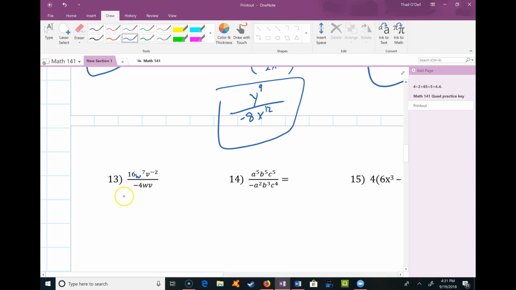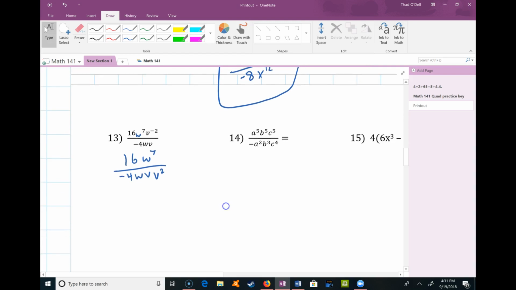So the first thing I would do is write 16w to the 7th over negative 4wv, v squared, because that negative exponent tells me it's in the wrong place. I just got to move it. Okay? So once I do that, now I can do some canceling and combining together. First of all, 16 divided by negative 4 would be negative 4. And w to the 7th divided by w would be w to the 6th. And then there's just nothing but v's in the bottom, so that would be v to the 3rd.